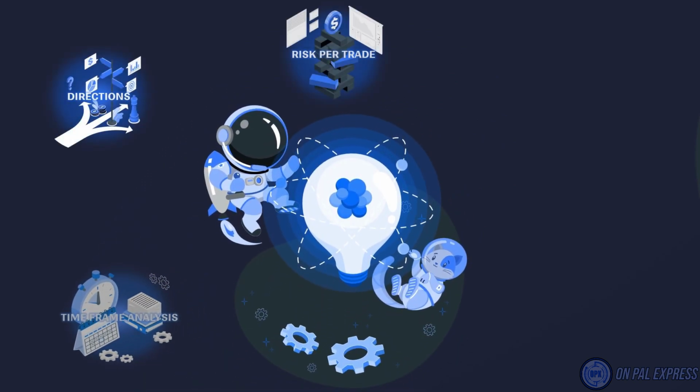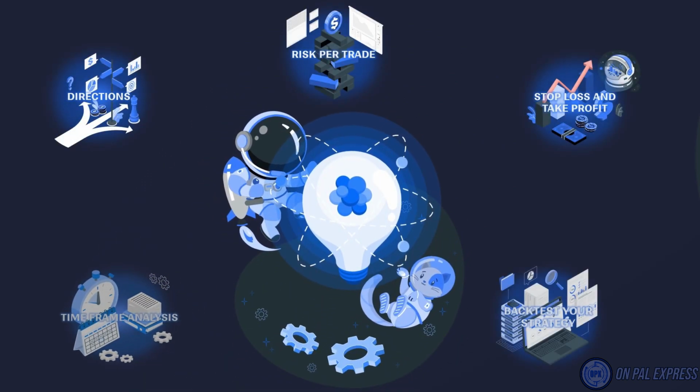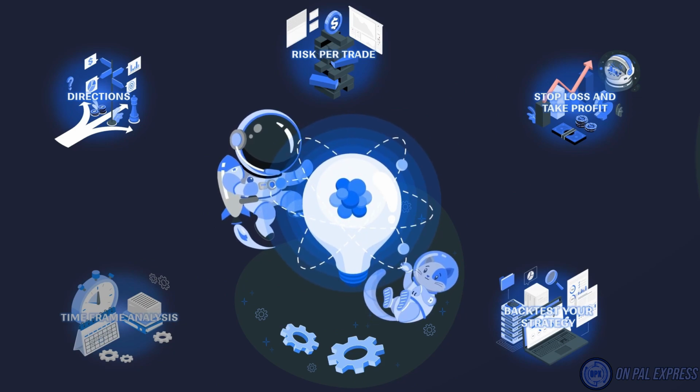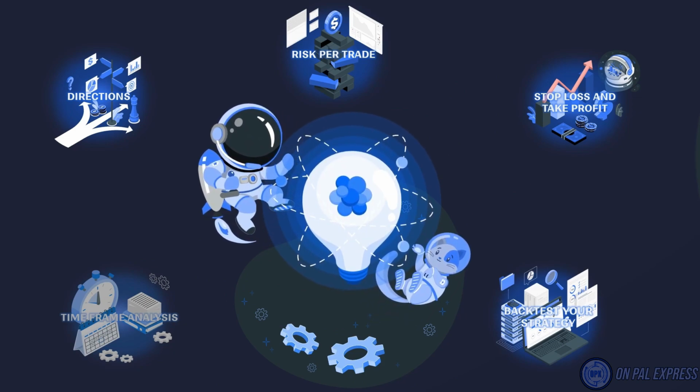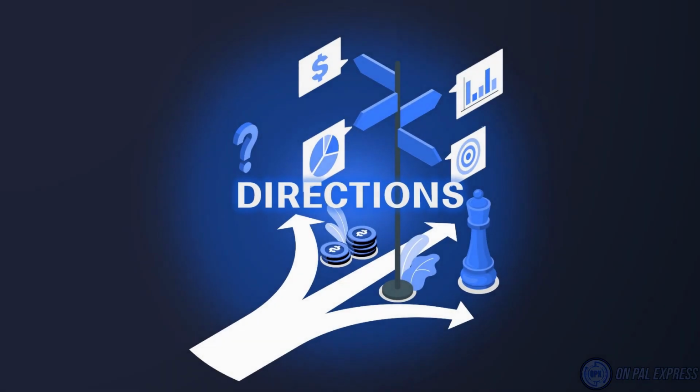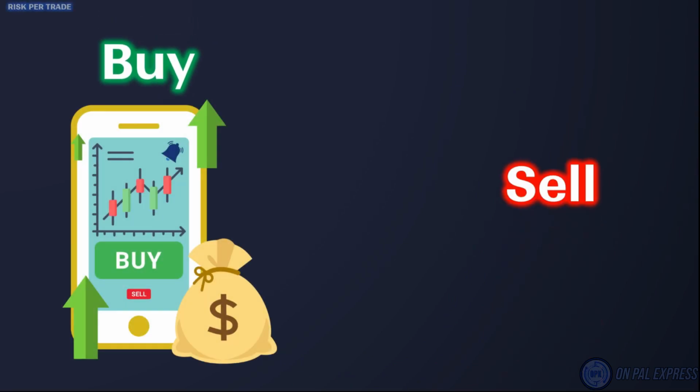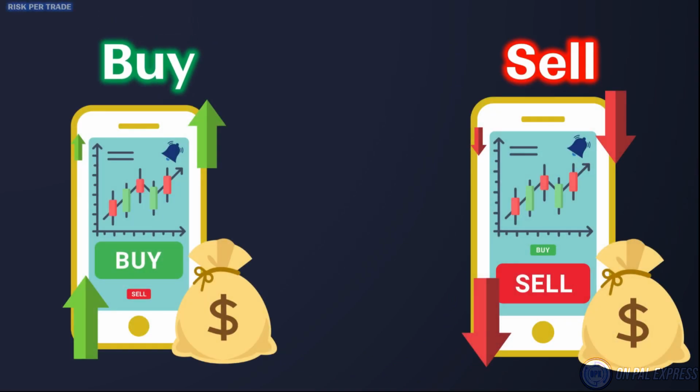And now, let's talk about the directions. The term direction in the context of trading refers to the anticipated movement of an asset's price. Traders often use the terms buy and sell to describe the direction they believe the price is likely to move.